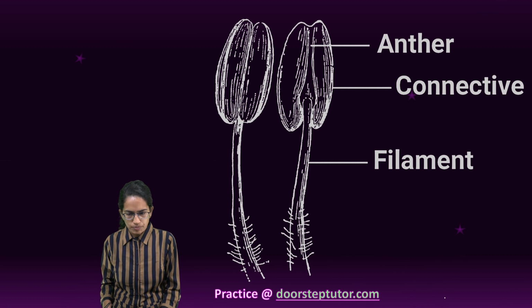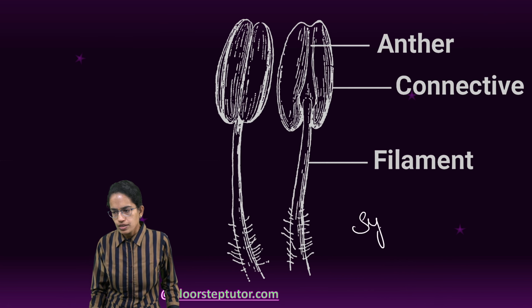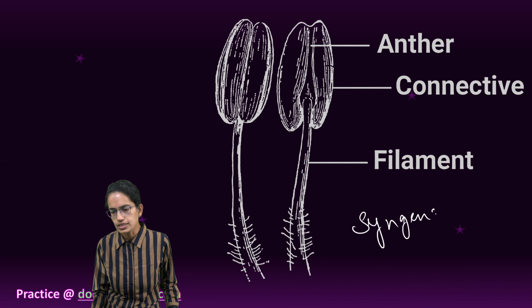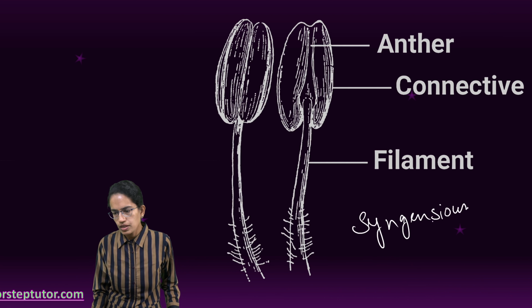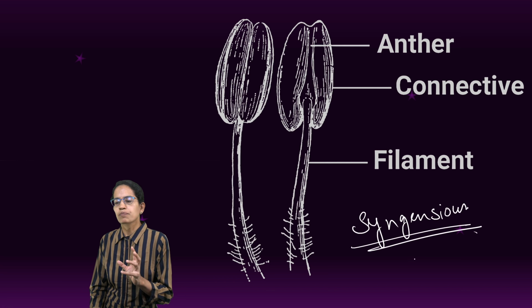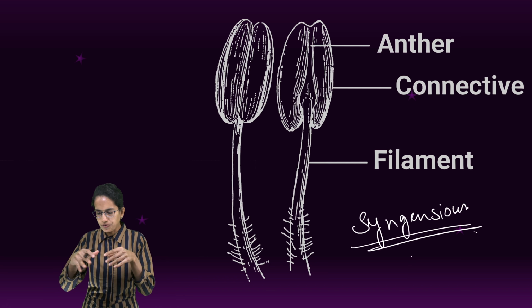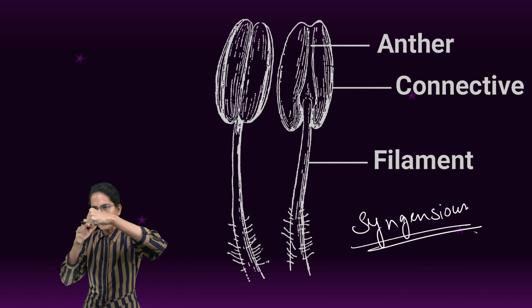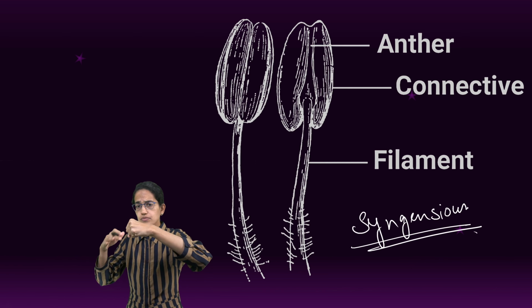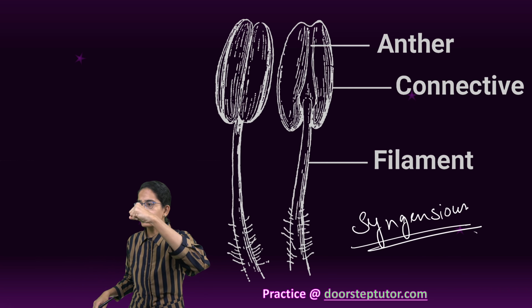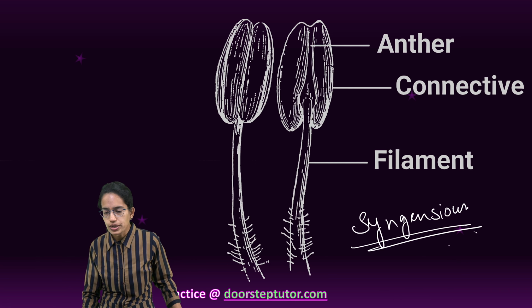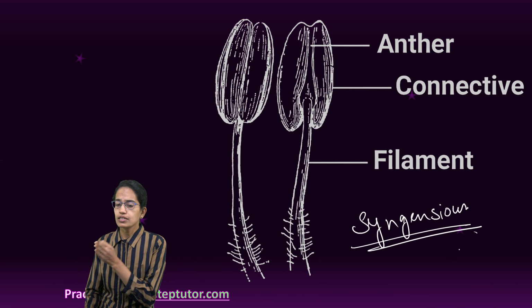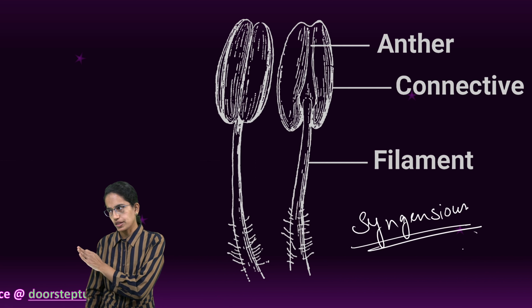Good examples to remember. The next is syngenesious. Syngenesious means the filaments are free, but on the top the anthers are united into one. So each of the filaments is free, but the anthers are united into one bundle. A good example is sunflower. That's how you can remember it.